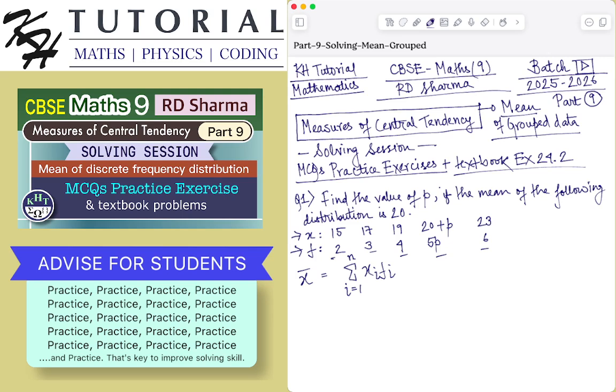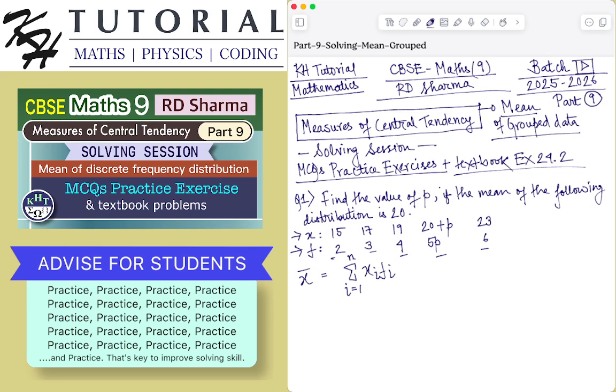By the way, this is a discrete frequency distribution. The word discrete means fixed number of values. So from a given observation raw data, sometimes we need to find the fixed number of unique values and their frequencies. That is known as a discrete frequency distribution.